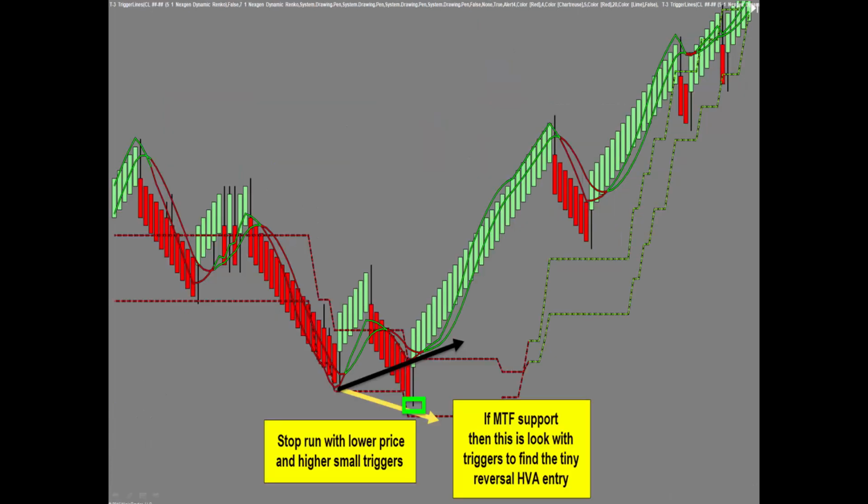You'll see this same pattern happen a lot, right? And it happens a lot at multiple time frame support. A stop run of a low, but as you make your reversal bar, your small triggers are much higher than they were the last time, and you're closing above all of your synthetic triggers. This is a high probability look for a bottom.